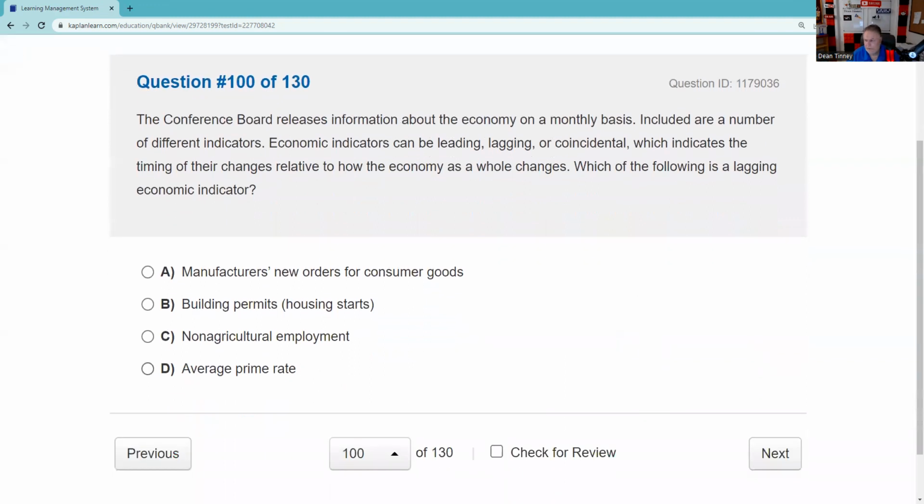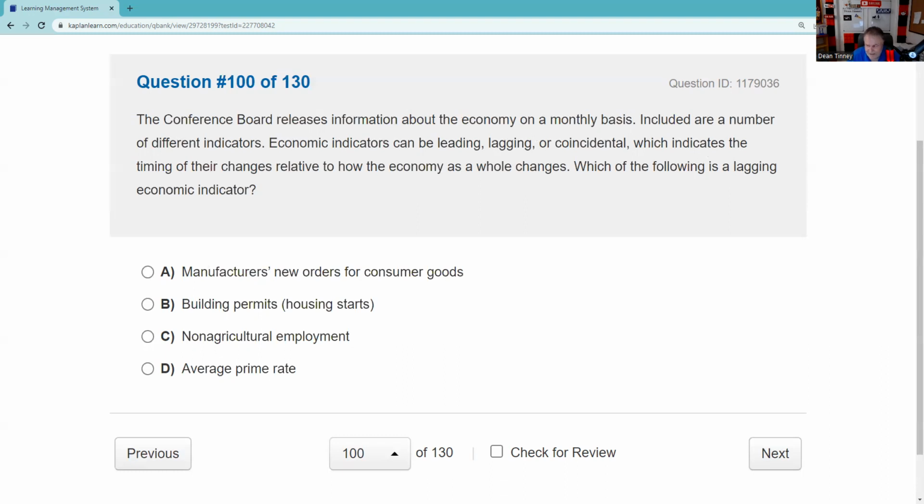The Conference Board releases information on the economy on a monthly basis. Included are a number of different indicators. The ones you're going to get tested on are leading economic indicators, and stock prices are all about earnings or future expectations of earnings. Leading, lagging, coincidental. Leading tells where we're going, lagging tells us where we've been, coincidental is where we're at, which indicates the timing of their changes relative to the economy as a whole.